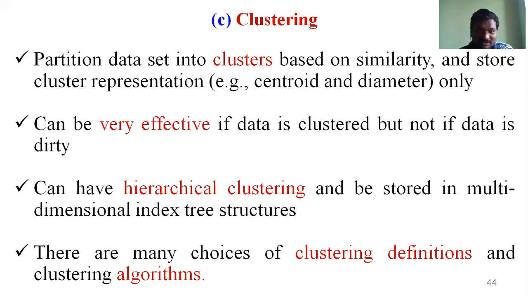Here, how can you represent the similarity? Inter-cluster data consists of more similar data. That means from one cluster to another cluster there is less similarity, and that is a representation. Here we partition the data into clusters based on similarity and store the cluster representation only. That's called the clustering approach.